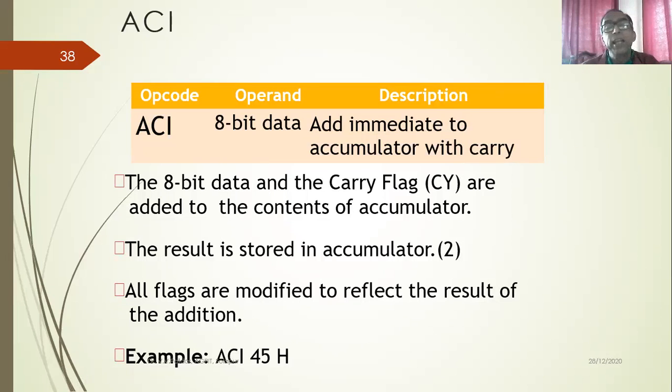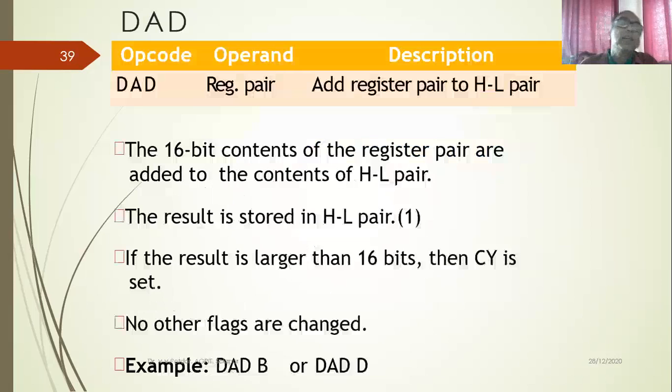Then ACI is the next instruction in the arithmetic instruction set. ACI operand is 8-bit data. Add immediate to accumulator with carry. The 8-bit data and the carry flag are added to the contents of the accumulator. The result is stored in the accumulator, 2 bytes. All flags are modified to reflect the result of the addition. Example is ACI 45H.